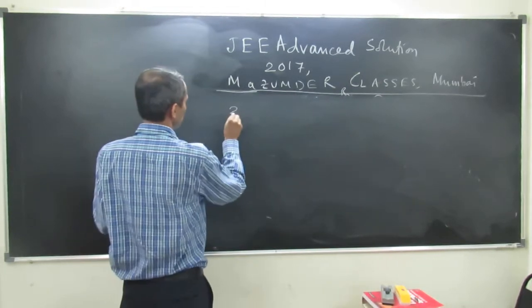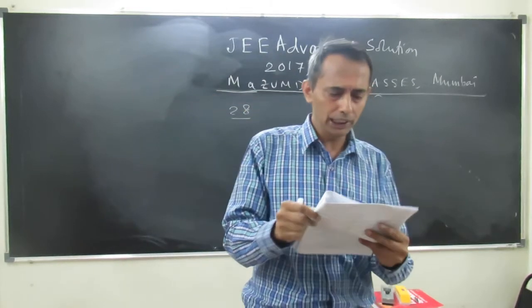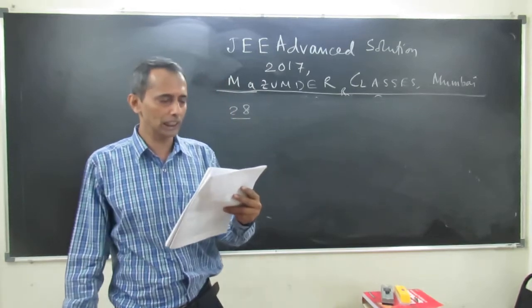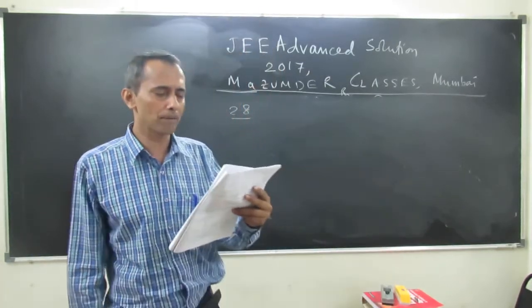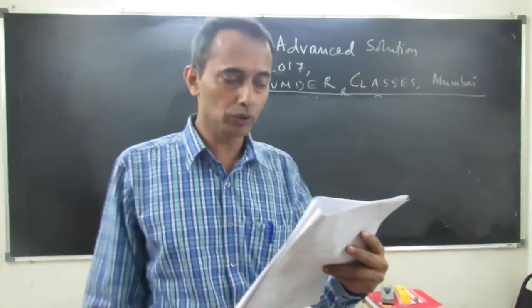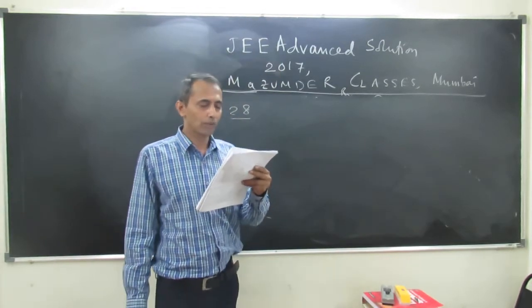Next question is question number 28. It is a physical chemistry question. It is a simple question basically. A crystalline solid of a pure substance has a face-centered cubic structure with a cell edge of 400 picometer. If the density of the substance in the crystal is 8 gram per centimeter cube, then the number of atoms present in 256 gram of the crystal is n into 10 to the power 24. The value of n is.